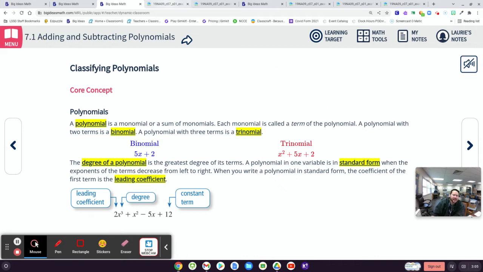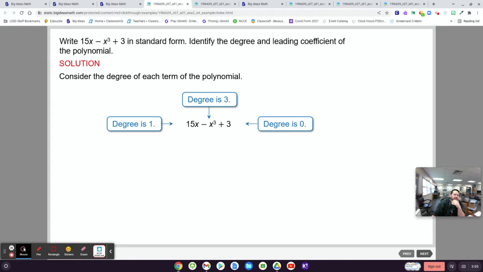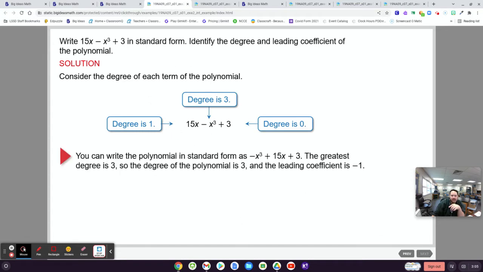And now I think I can actually start asking you questions now that we're a couple minutes in this video, and all that you've done is write down notes. Here we go. So rewrite 15x minus x cubed plus 3 in standard form. All right, so hopefully you put the negative x cubed first, because that is the highest degree. So there we go. Negative x cubed first, and then the 15x would be second, and then the constant term goes at the end.